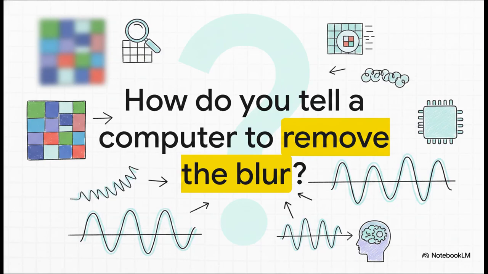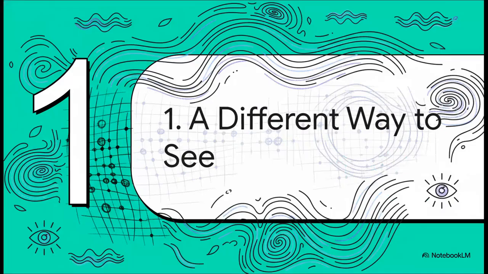I mean, what do you even type? You can't just tell it to, make it less blurry. There has to be a more scientific way to do it. To get that answer, we first need to learn to see images in a completely new way, not as a grid of pixels, but as a symphony of waves.